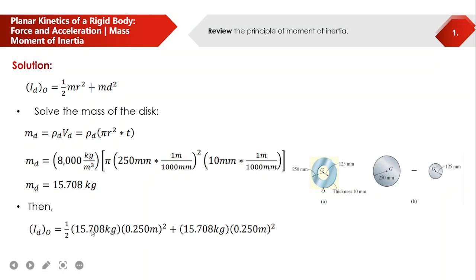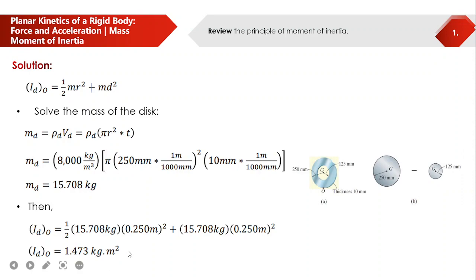So then I sub d sub O is equals to 1 half the mass times the thickness squared. Oh, no, no, no, not the thickness. The radius, no? Or the distance away from the center from the point O. So that will be 0.250 m squared plus 15.708 kilograms, your mass, times d, the distance of the point from the center of the mass. So that will be 0.250 m squared. And therefore, your moment of inertia of the disk at point O is equal to 1.473 kilograms meter squared.